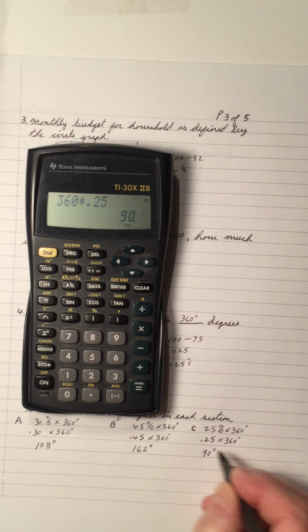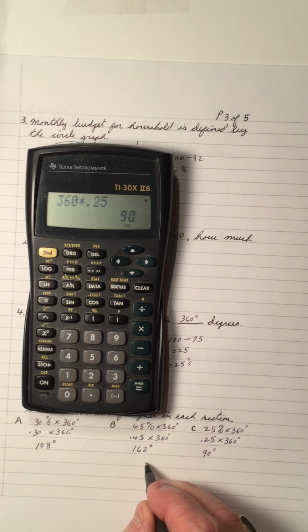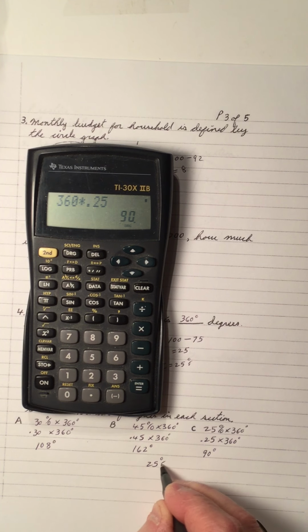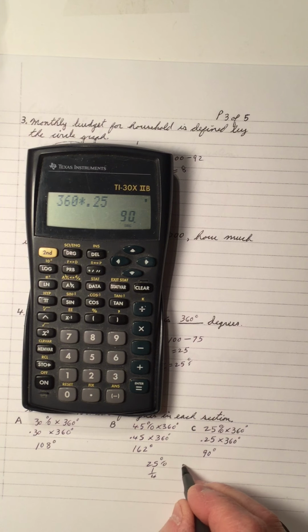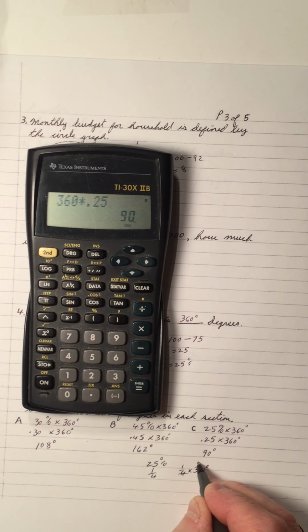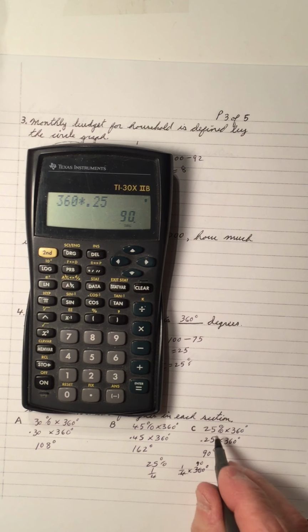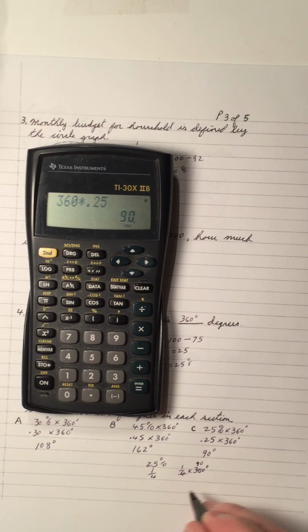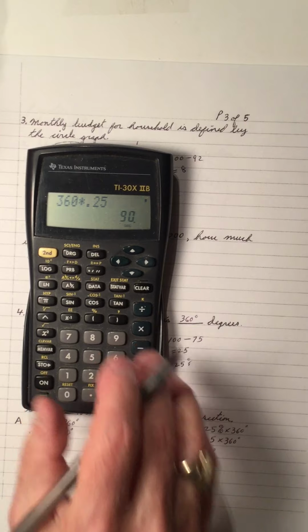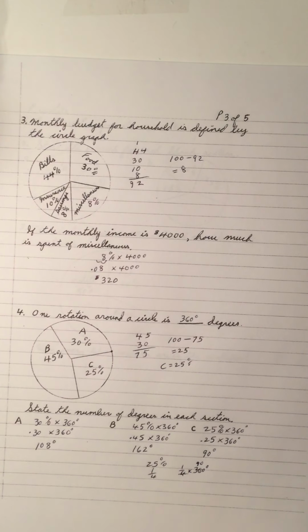Now that makes sense, because 25% is 1/4 of the circle, and 1/4 of 360 degrees, 4 into 360 goes 90. So you can see that 25% is 90 degrees. Okay, let's continue.